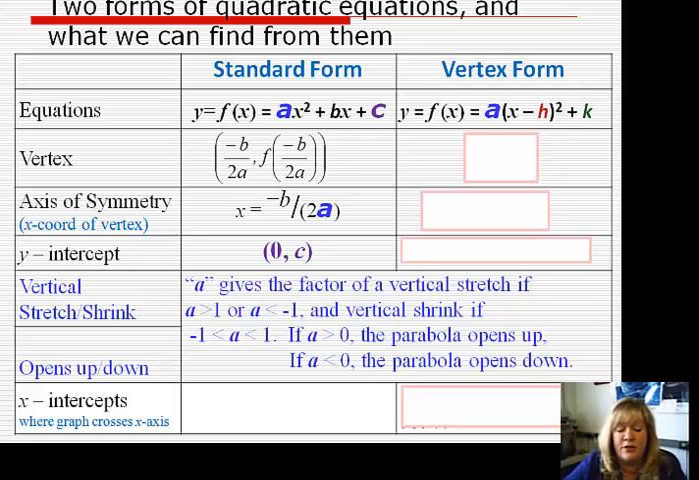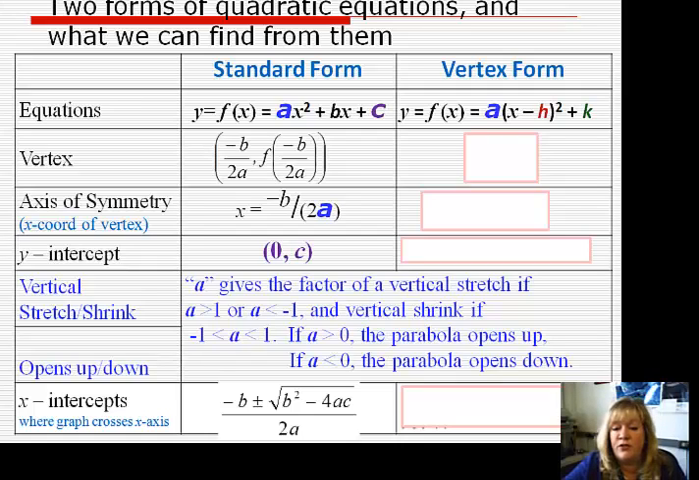The x-intercepts, I just put this on here. This is where the graph will cross the x-axis. If it's in standard form, to find the x-intercepts, all you use is the quadratic formula: negative b plus or minus the square root of b squared minus 4ac, all divided by 2a. And that'll give you either none, 1, or 2 x-intercepts for a graph of a quadratic.